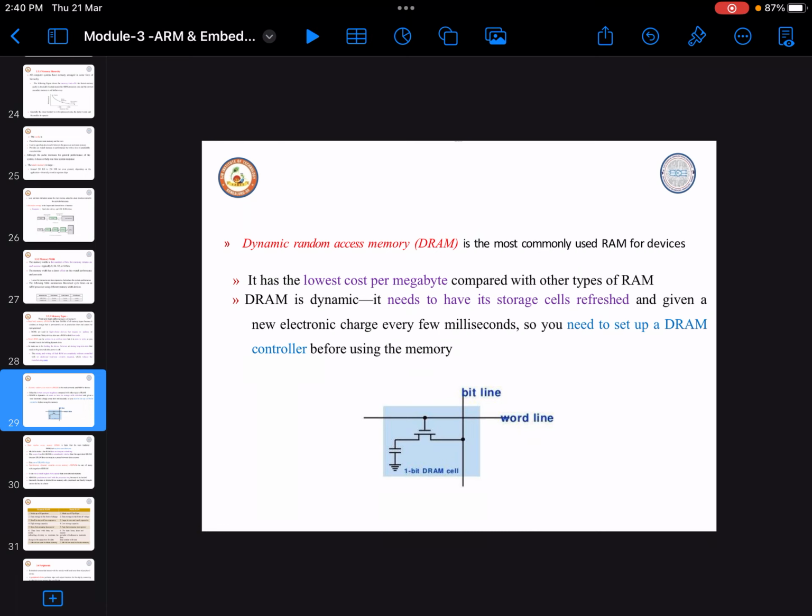It has the lowest cost per megabyte compared to the other RAMs. So it is a dynamic one. That means its storage cells need to be refreshed by giving new electronic charge every few milliseconds. So you need a setup time for this DRAM before using that memory.